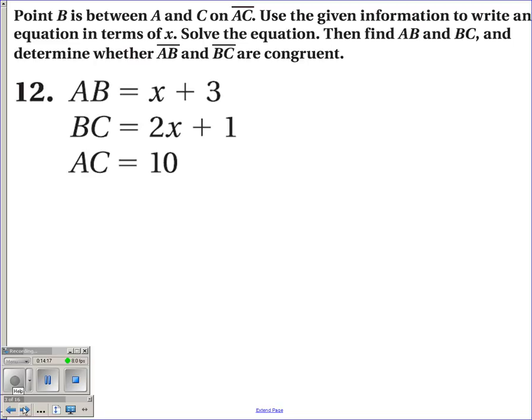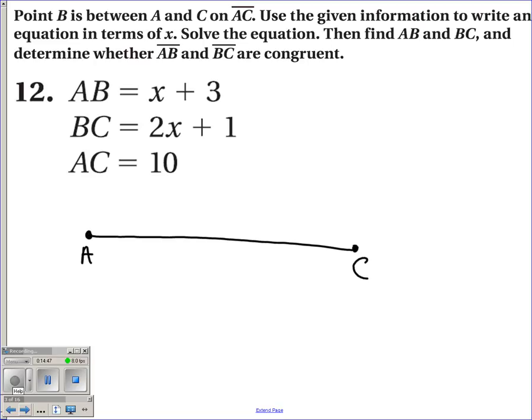It says point B is between A and C on segment AC. Use this given information to write an equation in terms of X, and then solve the equation. Then find the lengths of both AB and BC and determine whether those two segments are congruent. Well, it says that B is between A and C, so I'm just going to draw a segment, make my endpoints be A and C.